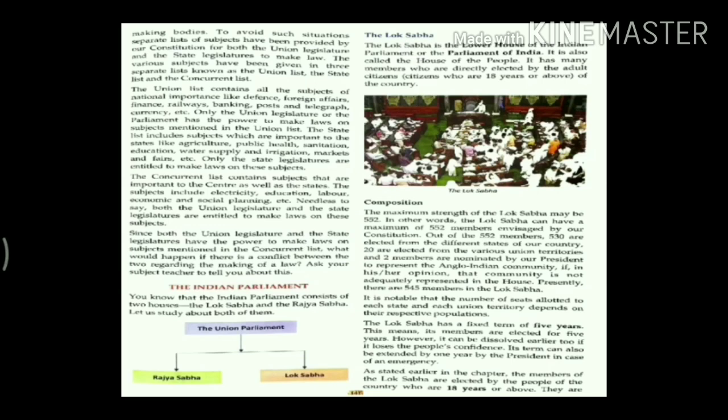The Lok Sabha has a fixed term of 5 years. For every 5 years there will be an election for Lok Sabha. This means its members are elected for 5 years. However, it can be dissolved earlier too if it loses the people's confidence.